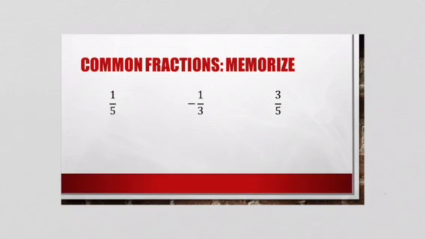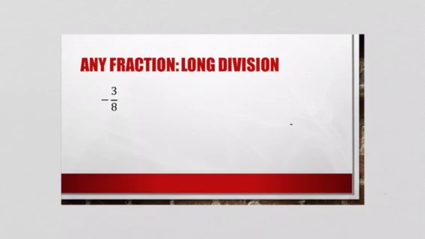1/5, now you might not know this one, but some of you'll know it as 0.2. -1/3, well, that's -0.3 repeating. And 3/5, well, you should know that as 0.6. But what if you didn't know these? Is there a way to figure them out? Sure, you can use long division.